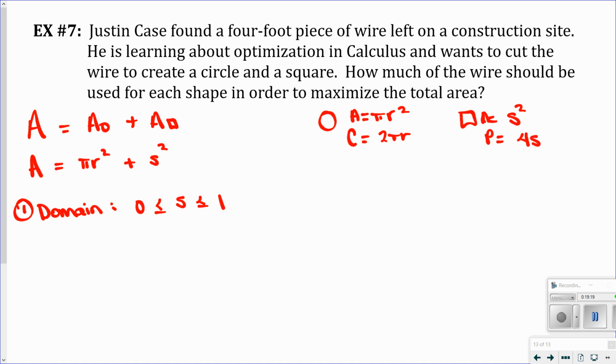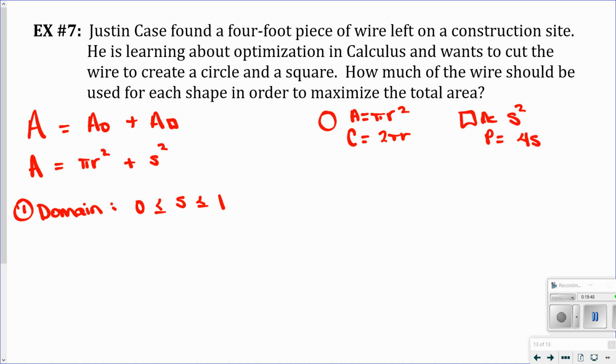And I'm going to say inclusive because it's possible that we might achieve maximum area if we don't create a circle or a square and instead use all of the wire on just one of the shapes. So that kind of dictates what we're going to have to rearrange our formula in terms of. We're going to need to get R in terms of S since we're restricting our domain with respect to S.